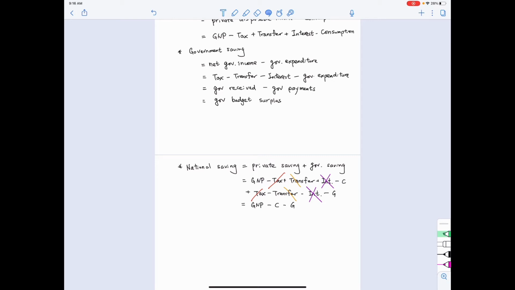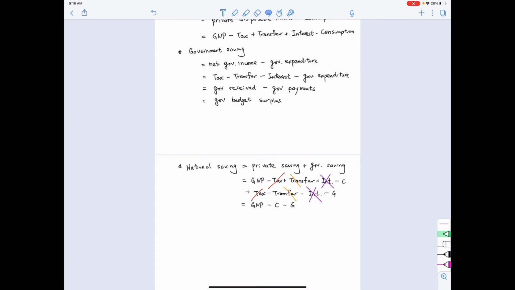Here we can clearly see that the national savings definition is consistent with our definition for savings, which is the current income minus the current spending. The current income here is the total market value produced by the domestically owned factors of production, which is GNP, and the current spending is the private consumption and the government spending, which is the government expenditure here.